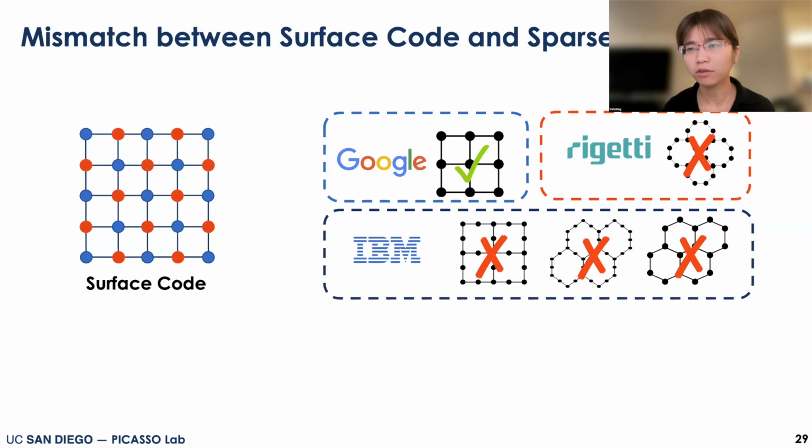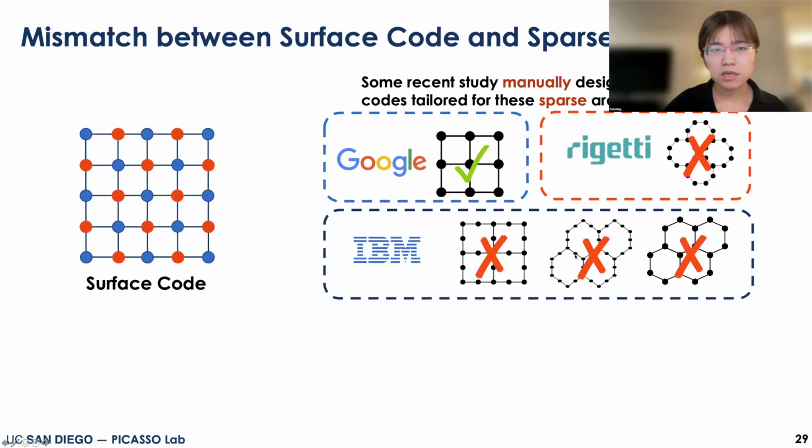And IBM followed the same 2D lattice at the beginning, but later they tried to convert it into a sparse architecture because of these hardware constraints. And you can see here in the architecture, for example, this qubit is only connected to 2 neighboring qubits, and this one is only connected to 3 neighboring qubits. So it has a sparse architecture.